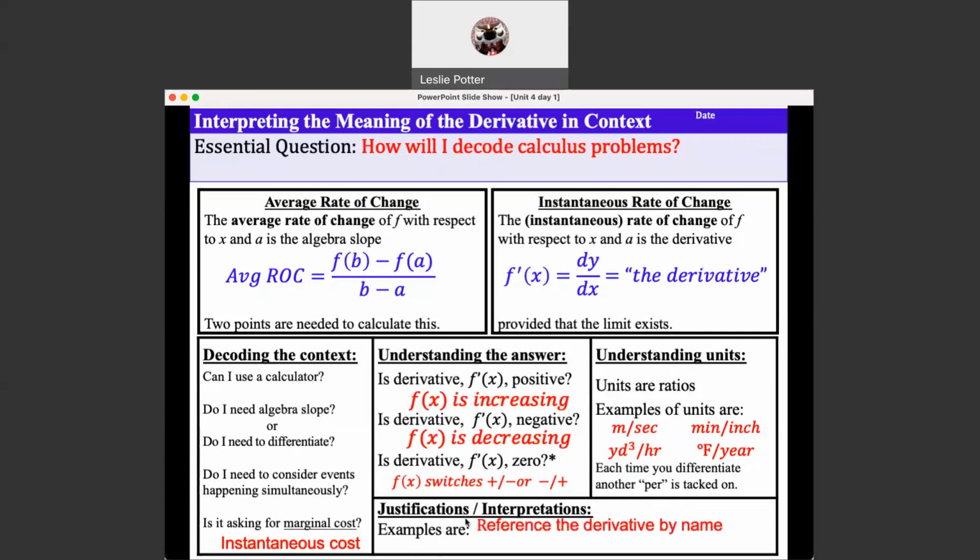Okay, so justifications. When it's asking you to justify or explain or interpret the results, what they're asking you to do is reference the derivative by name. Make sure in your justification you're saying f prime of x is such and such, or the units are specifically this, and reference everything by name. Don't use words like it or this. Reference the function by name and use the correct units. I alluded to that just a second ago: when you interpret things, you want to be sure you're using the correct units.